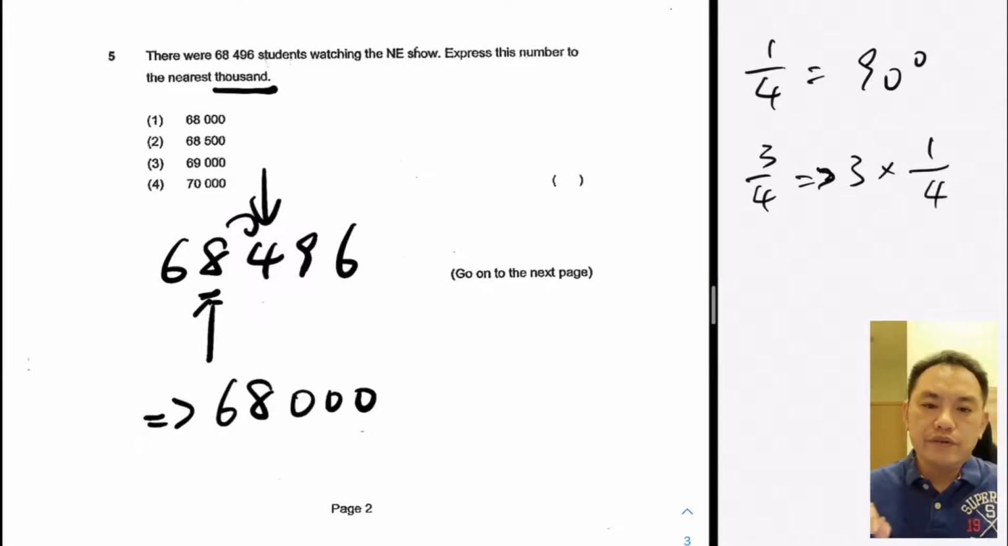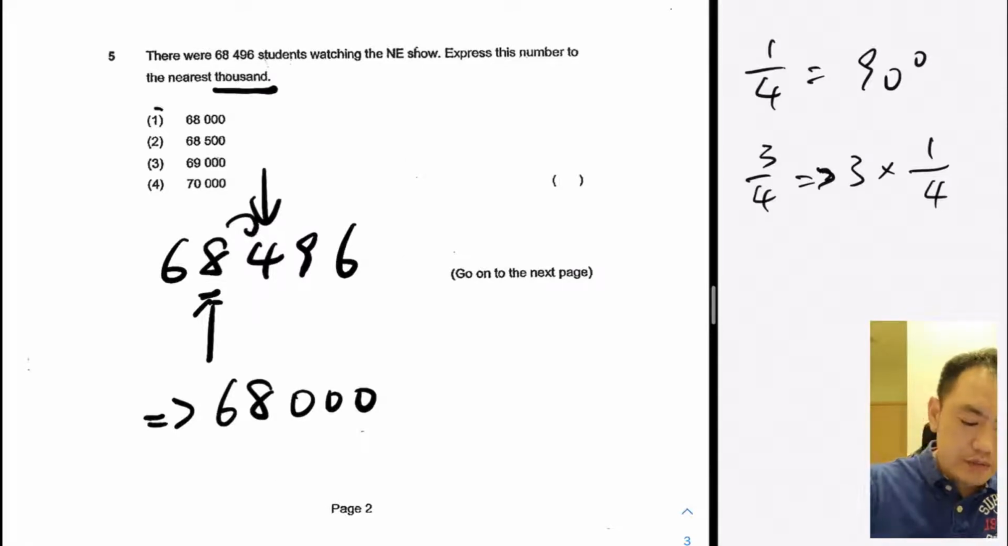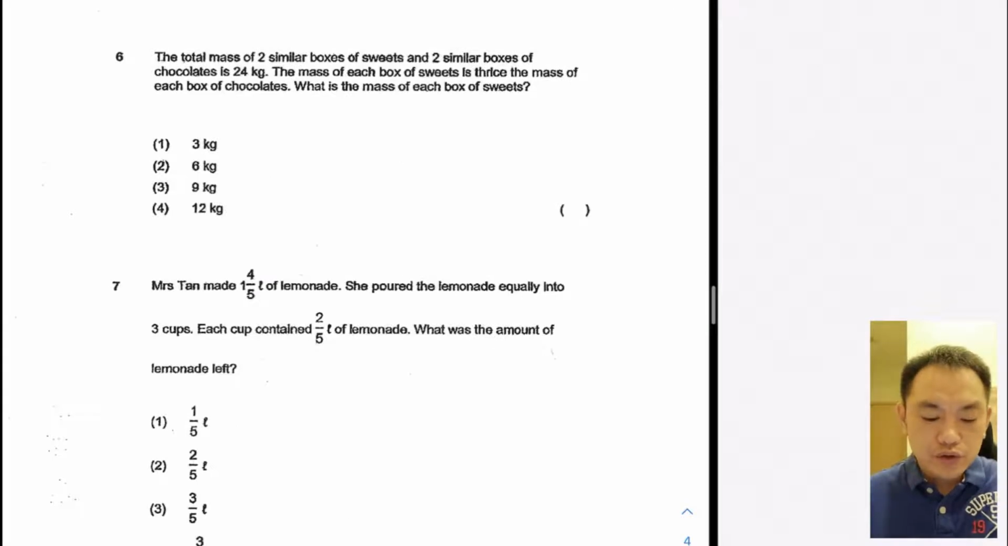Some of you will be confused that when it says round off the number to the nearest 1,000, you look at the 8, and then you think you need to judge, okay, 8 is bigger than 5, so you will round it up to become 69,000. But actually that's wrong. When the question says round off or express the number to the nearest 1,000, you need to figure out which position is the 1,000. In this case, it was the number 8, and then look into the digit below that. Okay, so that will be the right way to do it. So the answer will be 1. Okay, let's move on to question number 6.